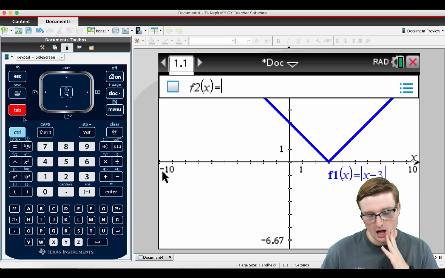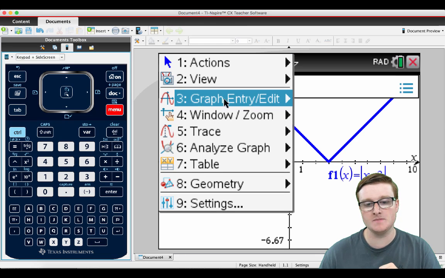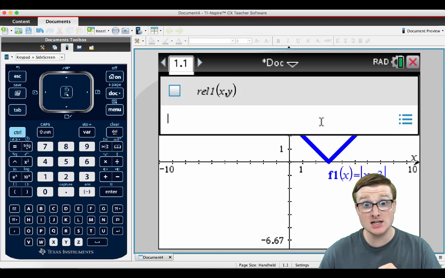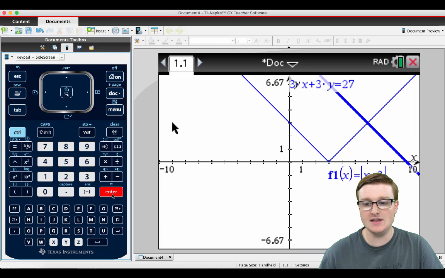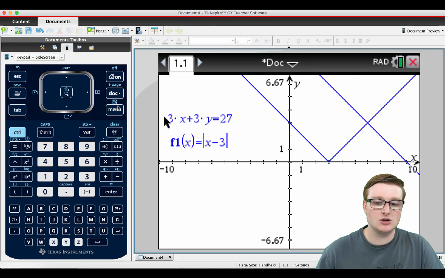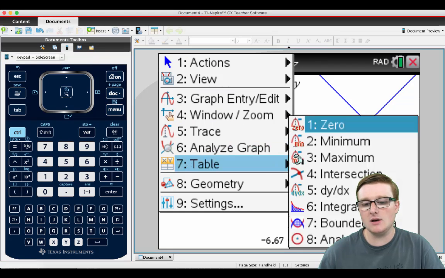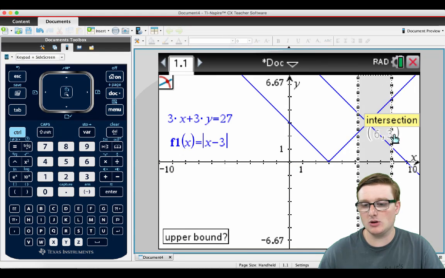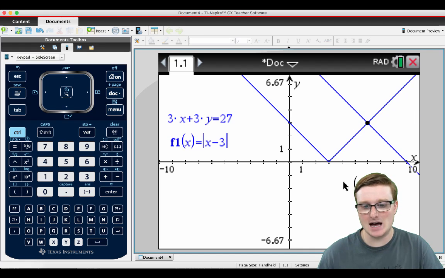Now, the problem is the line is not in y equals mx plus b form. But what's nice about this calculator is if you actually go to Menu, Graph Entry Edit, Relation, you could actually type in 3x plus 3y is equal to 27. And then you press Enter. So we definitely know that these graphs intersect at that point right there. So what I'm going to do is Menu, Analyze Graph, Intersection Point, and I'm going to click, click. So the intersection point we know for sure is 6, 3.